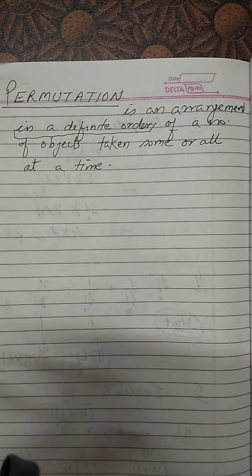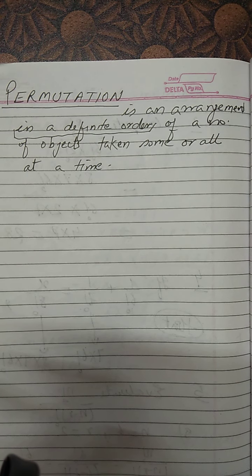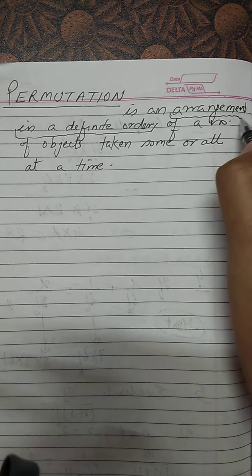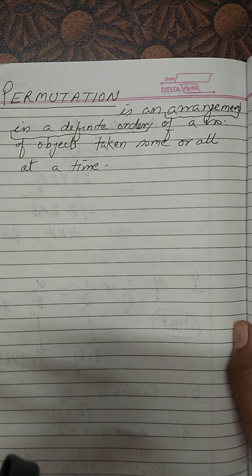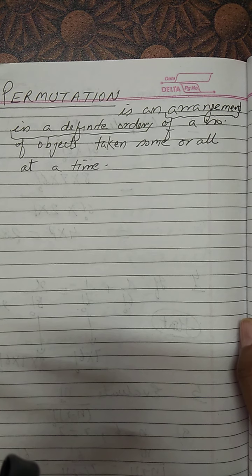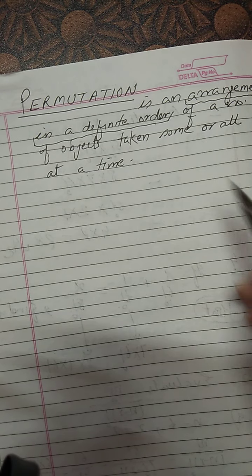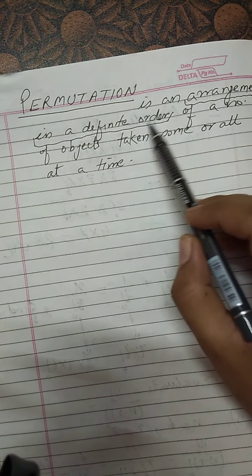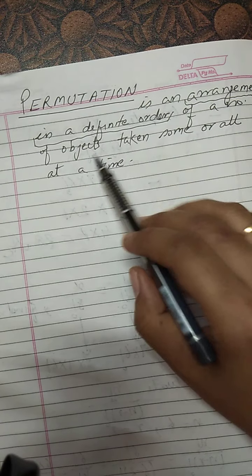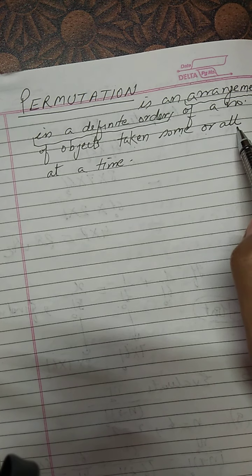So here in permutation, order is important. That is the important thing here. When we talk about arrangement, order is important and permutation means arrangement. So whenever the word arrangement comes, that means we are finding the number of permutations, and when permutation comes, it means we are finding the number of arrangements. Now we have the formulas, and permutation is an arrangement in a definite order of a number of objects taken some or all at a time.